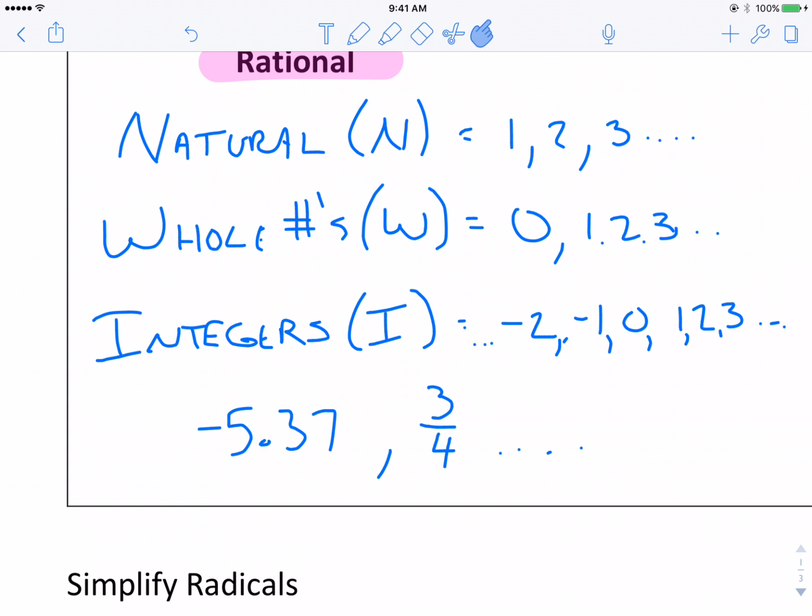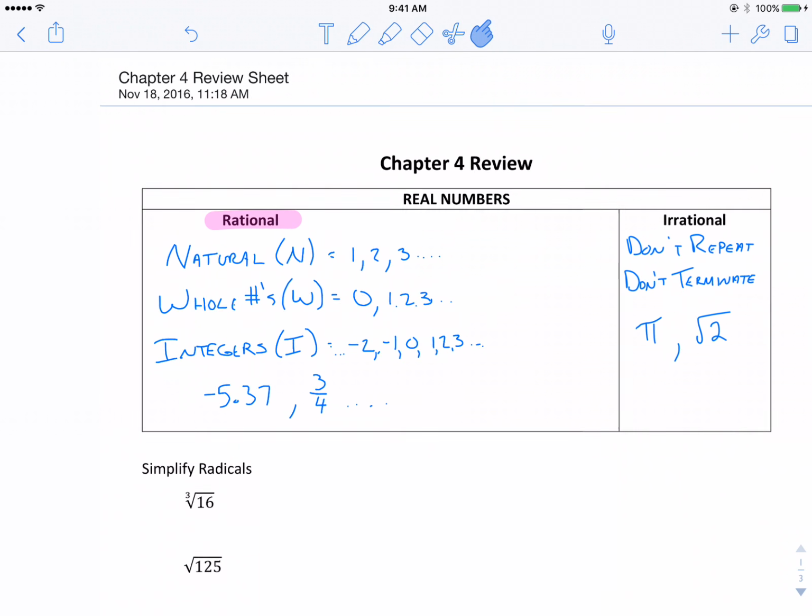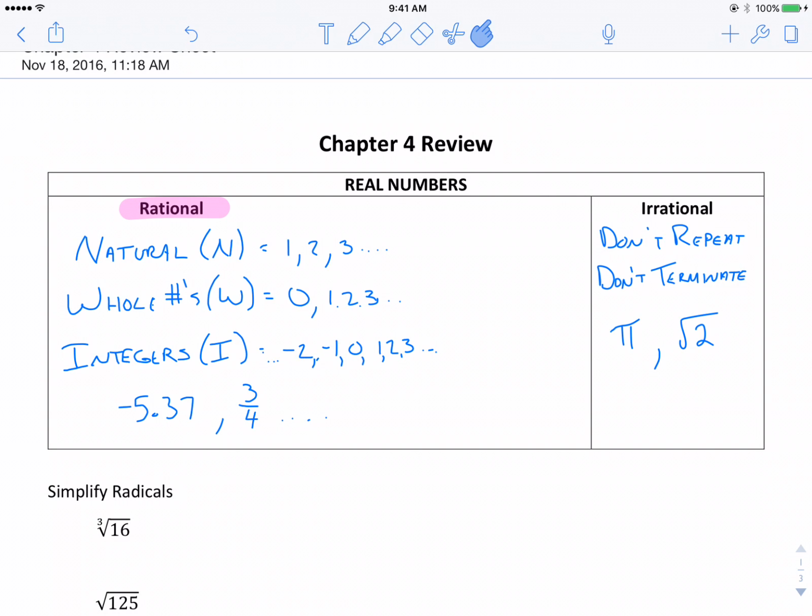Okay, so you need to remember there's two parts of our real number system, irrational numbers and rational numbers. Our irrational numbers do not repeat, do not terminate. Some examples: pi and root 2. And then our rational numbers are all the rest, but within that rational number system, we have three different types: natural, whole, and integer. Just be wary of what each of those are.